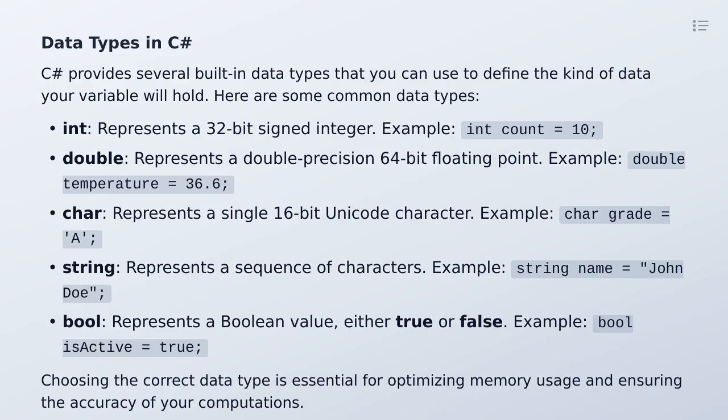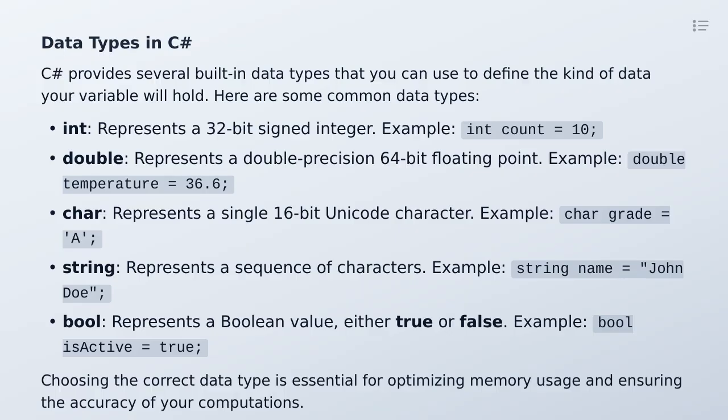This section covers data types in C#. C# provides several built-in data types that you can use to define the data your variable will hold. Here are some common data types. First, int represents a 32-bit signed integer. Example, int count equals 10. Also, double represents a double precision 64-bit floating point. Example, double temperature equals 36.6.